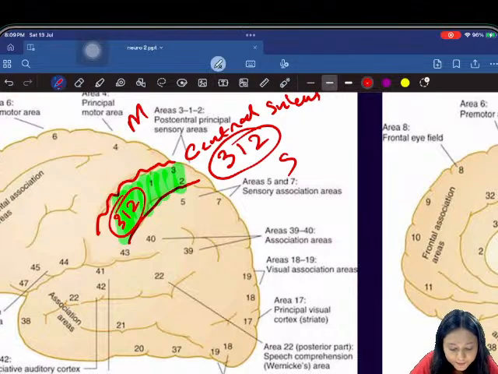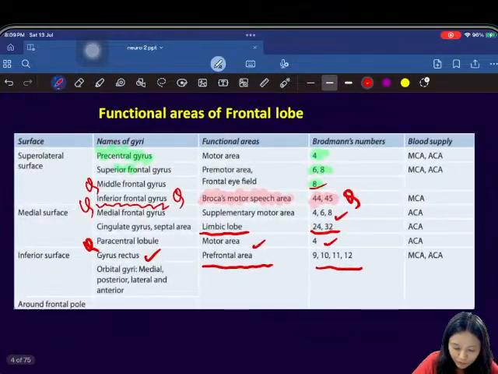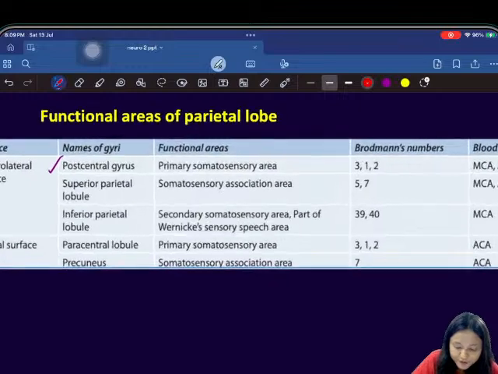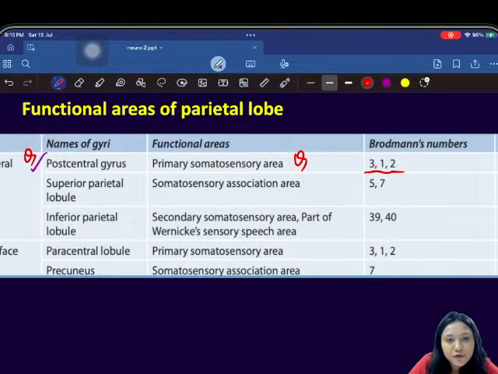Okay. And this is the primary somatosensory area. If they ask you about the primary motor area, that is area number 4. If they ask you about the primary somatosensory area, area number 3, 1, 2 in the post-central gyrus. It is in the post-central gyrus. And after primary, you also have an association area. So, the somatosensory association area is area number 5, 7. It is in the superior parietal lobule.